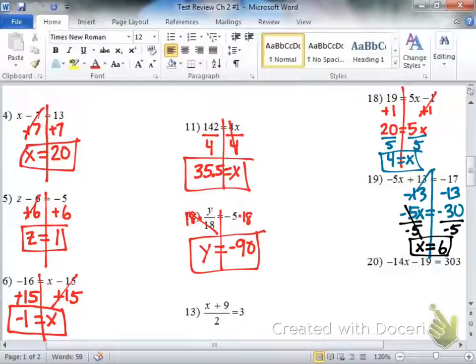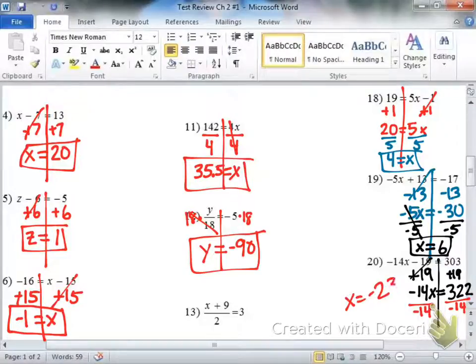All right, last one in this section. What shall I do? Add 19. That gives me negative 14x equals... Anyone? 322. All right. Then what? Divide by negative 14. Don't drop your negative. So I need to know what 322 divided by negative 14 is. Negative 23 is the answer.